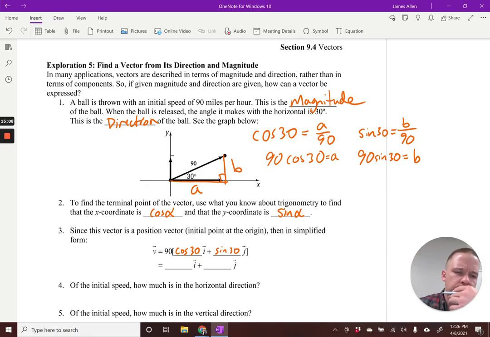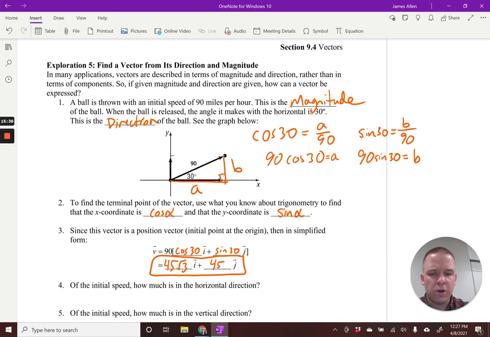Now, let's see if we can get rid of the sine and cosine there. So cosine of 30 is root 3 over 2, which, if you multiply that by 90, root 3 over 2 times 90 is going to be 45 root 3. And then sine of 30 is 1/2. Half of 90 is just 45. Oh, that's beautiful. That's wonderful.